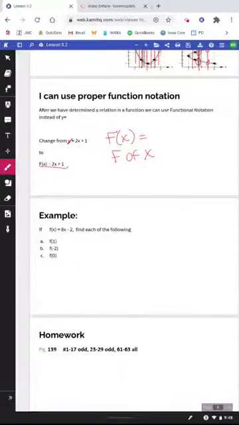In this example, it gives you a function, f of x is 8x minus 2, and it wants you to find each of the following. In example A, they're saying in the function, substitute 1 in for x. So I write it as 8 times 1 minus 2, which is 6. For example 2, I write it as 8 times negative 2 minus 2, which is negative 18. And the last one, I rewrite it as 8 times 0 minus 2, which is negative 2.